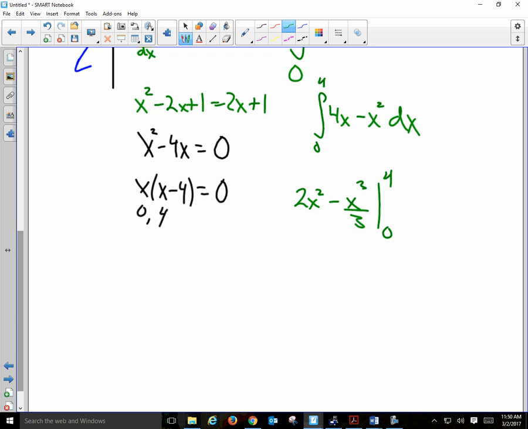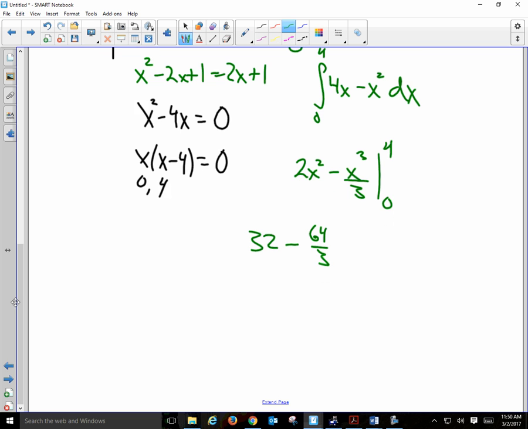If I plug in 0, I do get 0. If I plug in 4, I get 4 squared is 16 times 2 is 32 minus 64 over 3. Or 96 over 3 minus 64 over 3 is 32 thirds.